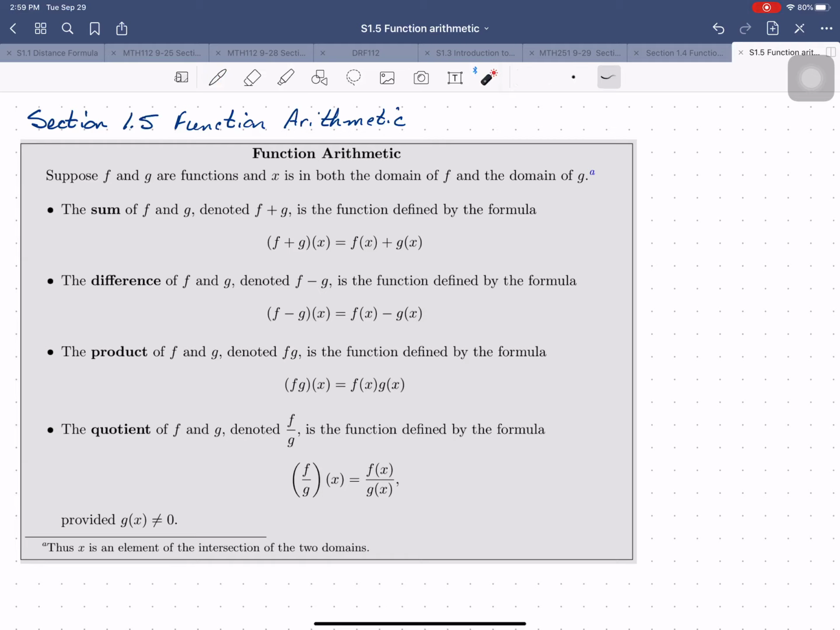In section 1.5, we're talking about something called function arithmetic. These are the rules for combining two functions together. We can have two different functions and add them together, and it's just exactly like you think it's going to be. You just combine like terms. The same thing for subtraction and multiplication: you just multiply the two expressions together. And when we divide, we just divide the two expressions. One caveat for the division is, remember, we can never divide by 0. So that means that g of x cannot be 0.